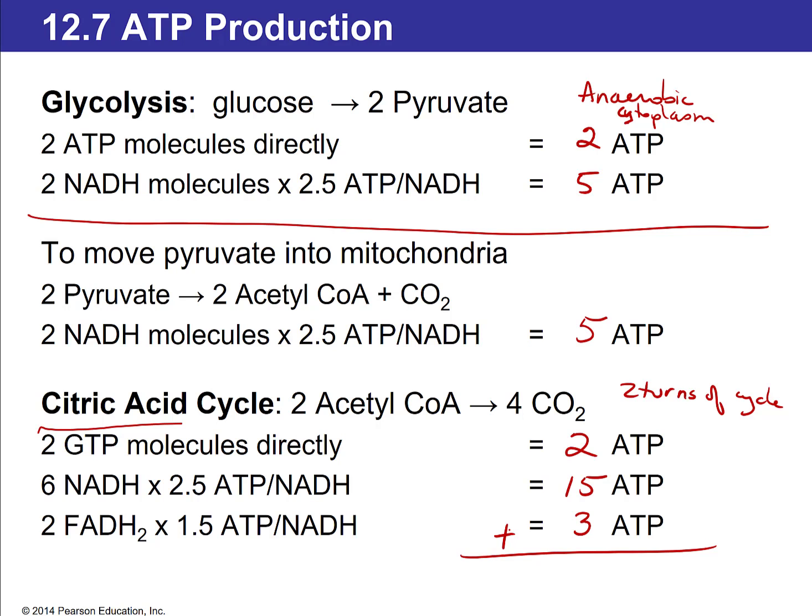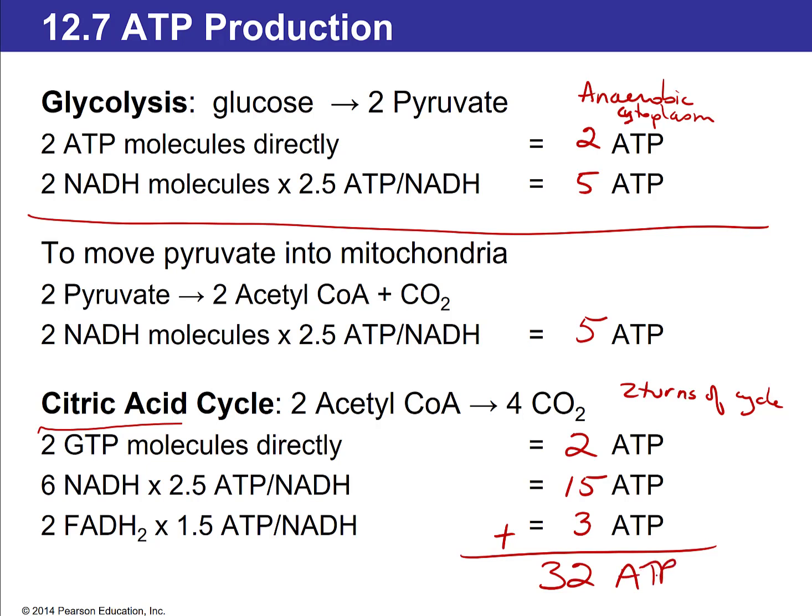2 plus 5 plus 5 is 12, plus 2 is 14, plus 15 is 29, plus 3 is 32. So see how much more energy you can make aerobically?